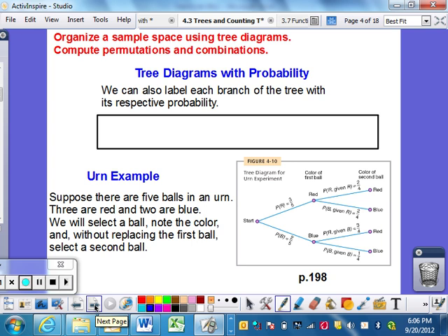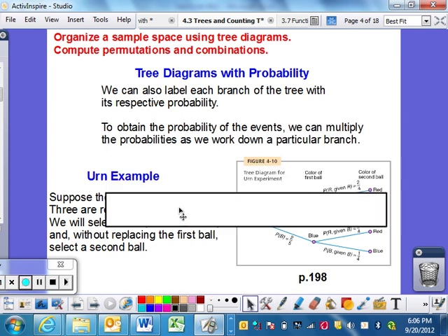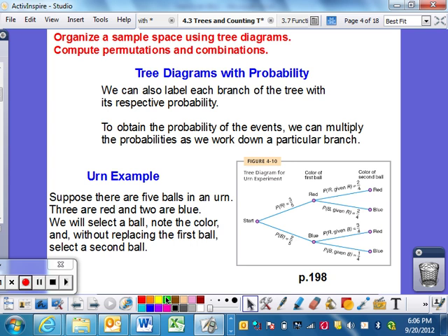Tree diagrams with probability, this is where they kind of make the most sense. So obtain probability of events. We can multiply probabilities as we go through different situations. So the urn example is the easiest way to talk about this.